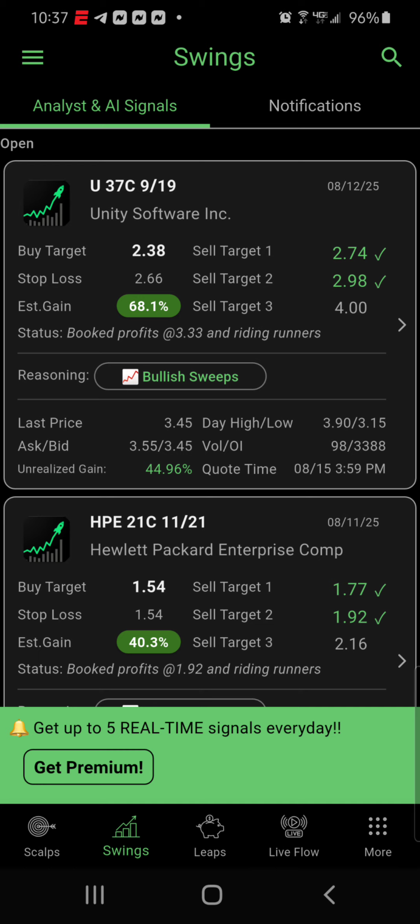Scalps, you got to be on your phone 24/7 when that market is open from 9:30 to 4 p.m. So you got to really be on it, but you can make a lot of money on that scalp because it's betting on the market gapping up or gapping down.